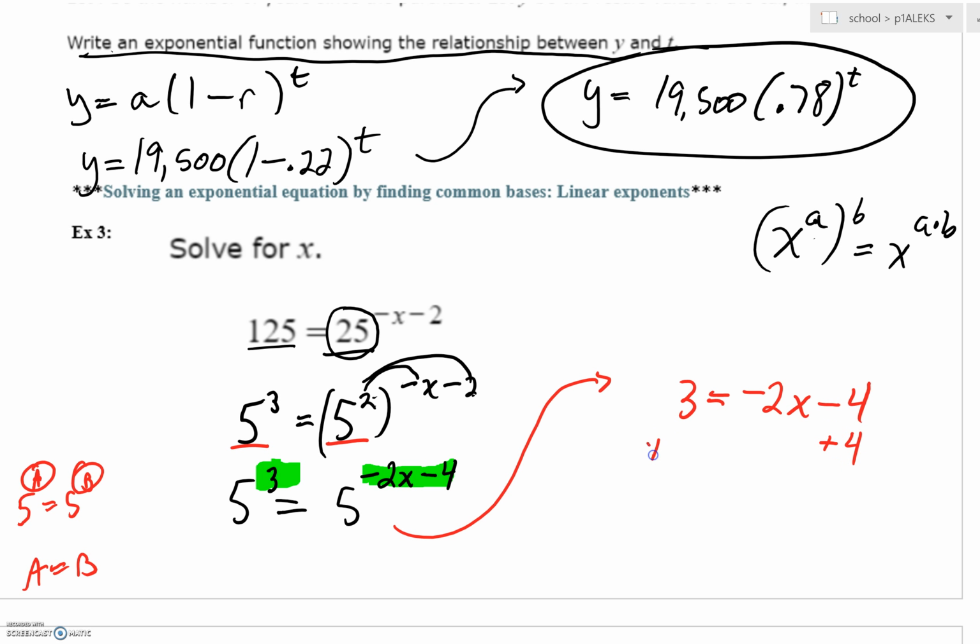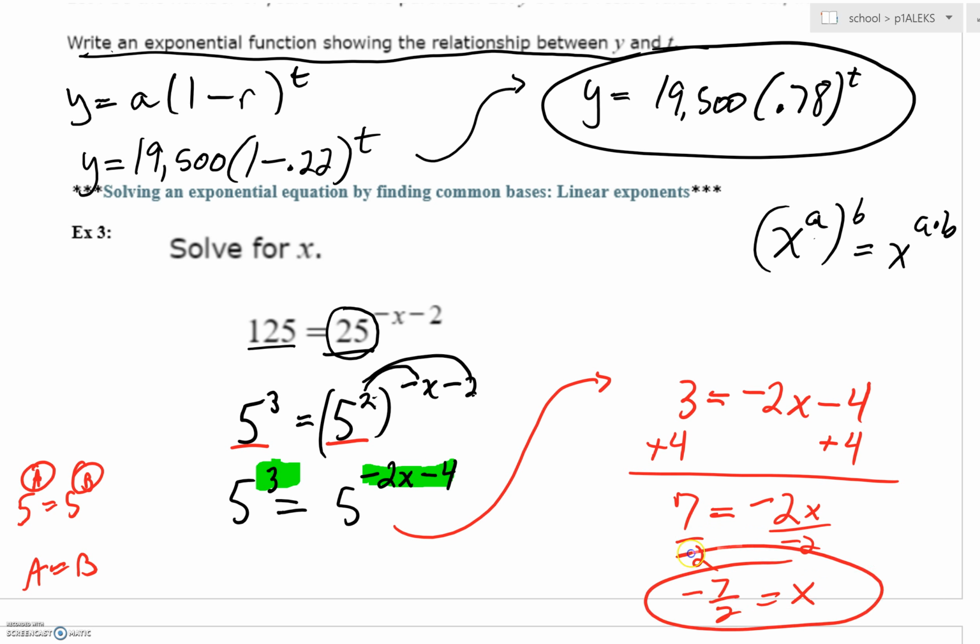I'm going to add a 4. 3 plus 4 is 7. And then I'm going to divide by a negative 2. And 7 divided by negative 2 is negative 7 over 2. And that is our final answer.